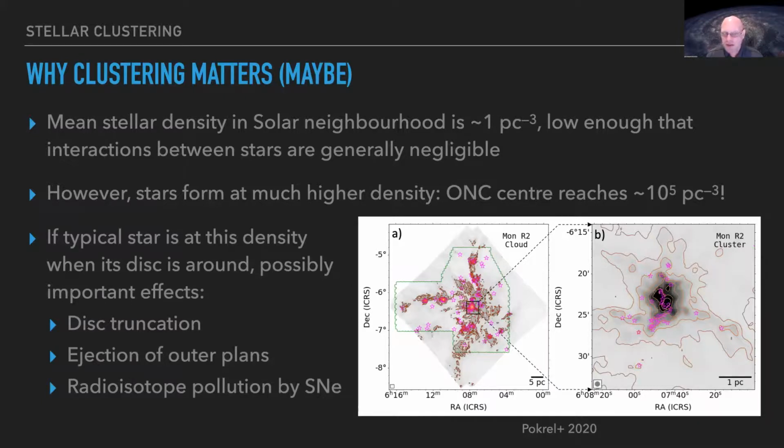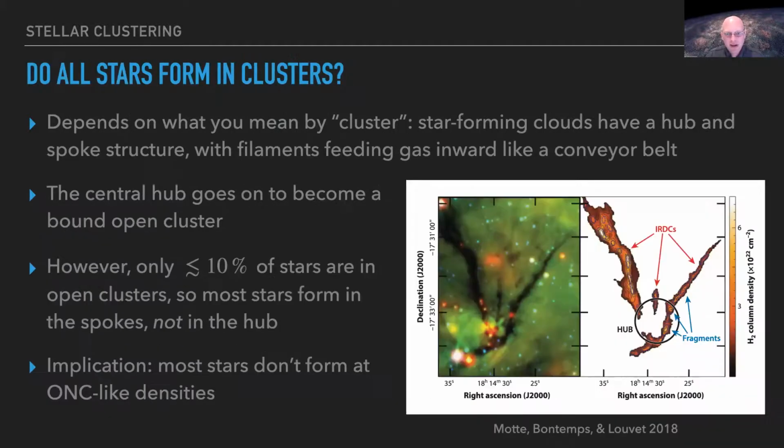For example, disks might get truncated either dynamically or by radiation. You might get outer planets ejected by dynamical interactions. You might get radioisotope pollution by supernovae. How big an effect is this? Well, depends on the density and whether you really think all stars form in clusters. So I mentioned a lot of people will say all stars form in clusters. Depends on what you mean by cluster.